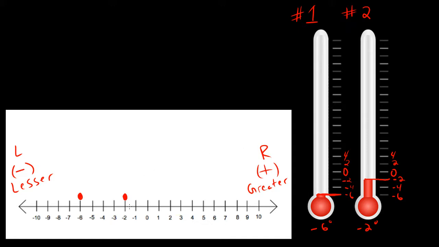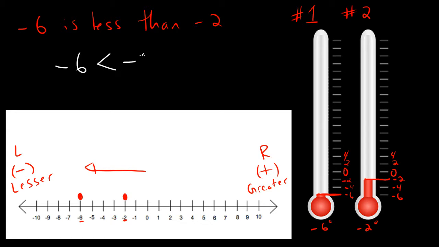In this instance, even though the 2 here is a smaller digit than the 6, because they're negative and they're going away from 0, they're heading toward the lesser, the -6 here is actually less than the -2. So again, -6 is less than -2. And if we were to turn that into an inequality statement, we would write it like this: -6 less than -2. So again, this less than right here is what becomes this inequality sign.